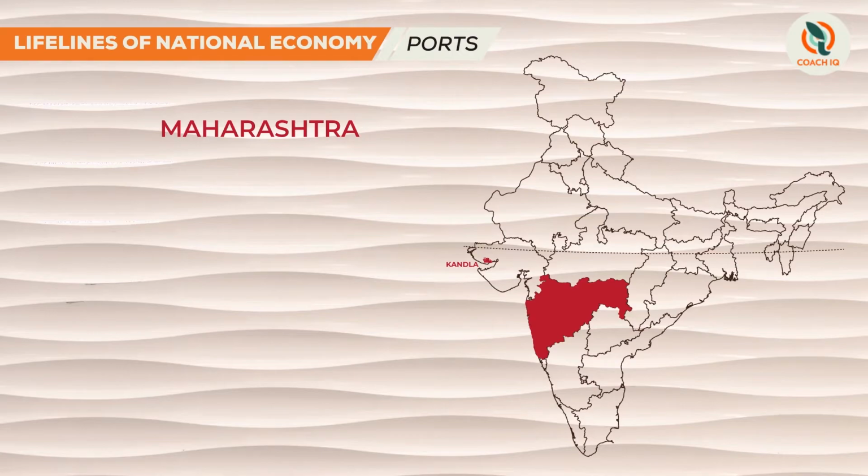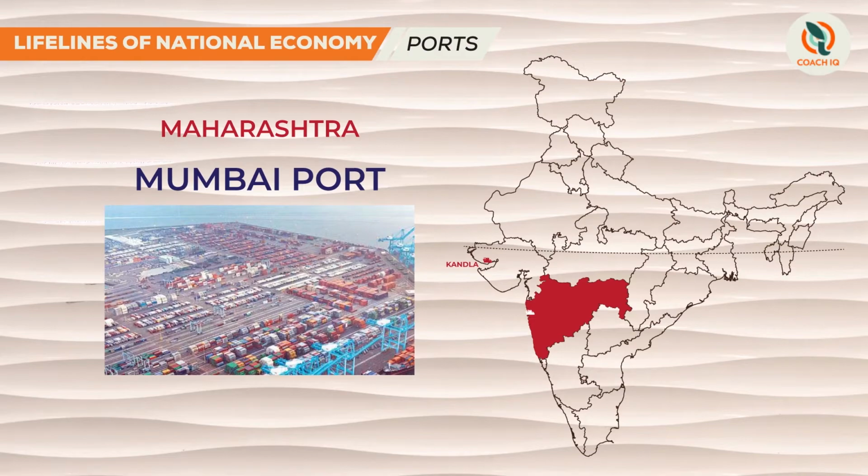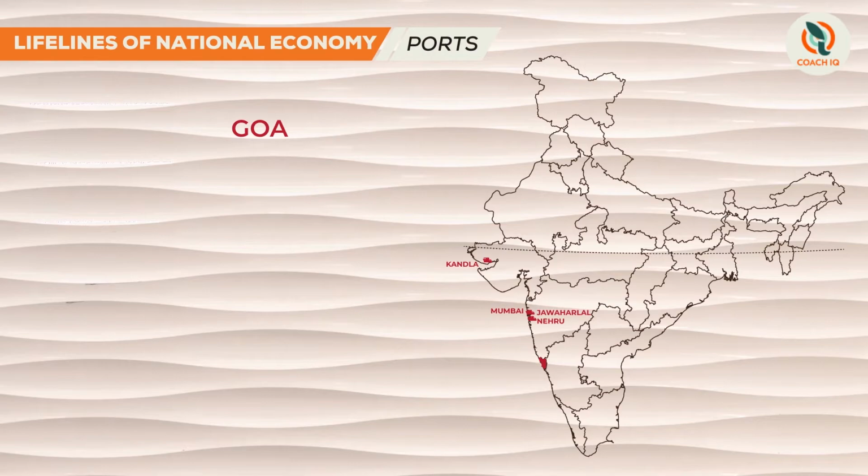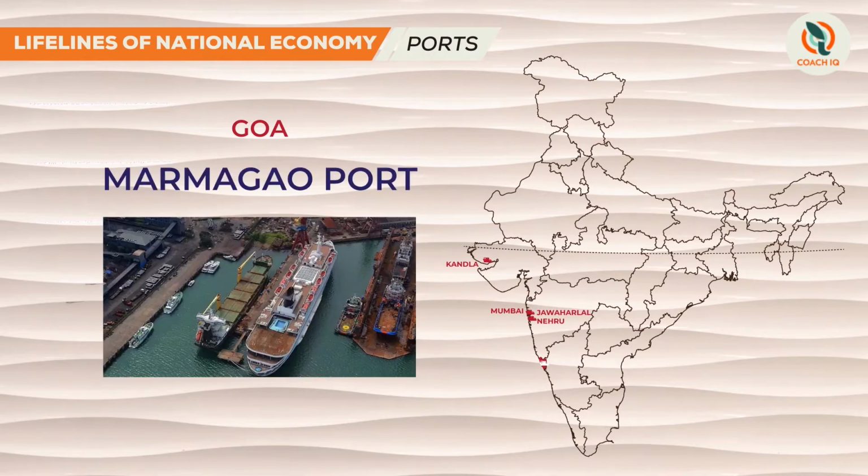Next, come to Maharashtra. Maharashtra has two ports. One is the Mumbai port, which is on the coast. Below that is your Jawaharlal Nehru port. Now, Jawaharlal Nehru port was built later on because the Mumbai port was too congested. So, to help reduce the workload on the Mumbai port, this second port was made as a hub port for the region. Come below to Goa.